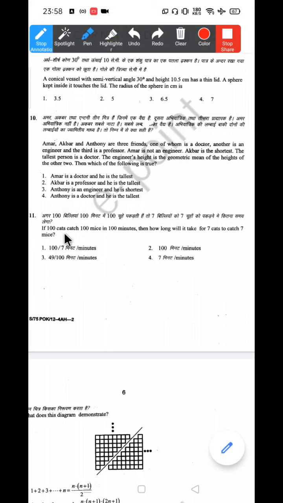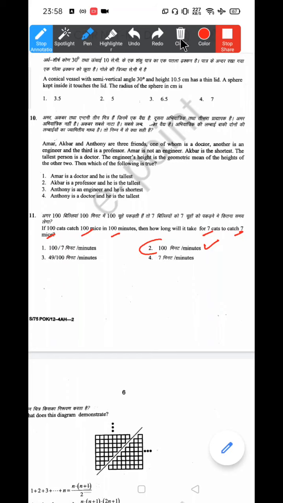If 10 cats catch 10 mice in 100 minutes, and 100 cats catch 100 mice in 100 minutes, then how long will it take for 7 cats to catch 7 mice? 100 minutes only. There are 100 cats, 100 mice, they took 100 minutes, correct? So there are 7 cats, 7 mice, they will again take 100 minutes only.